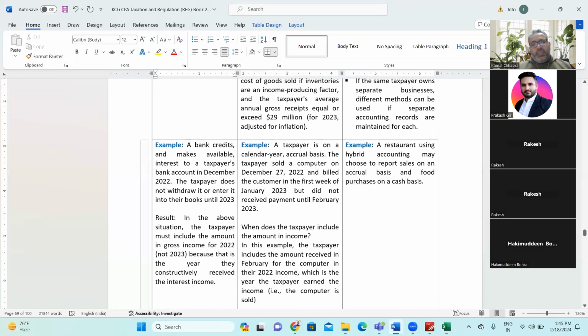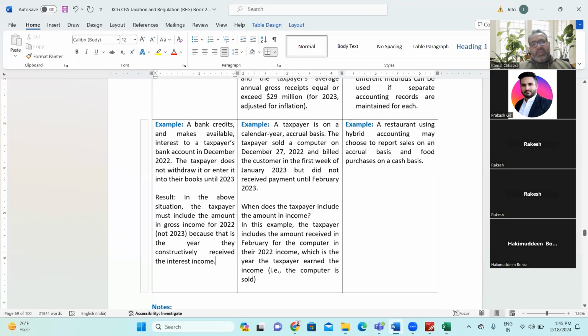So the example here is a taxpayer on a calendar year accrual basis of accounting. The taxpayer sold a computer on December 27, 2022 and billed the customer in the first week of January 2023, but did not receive payment until February 2023. When does the taxpayer include the amount in income? 2022 or 2023?